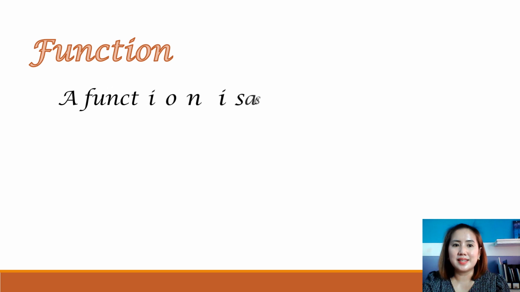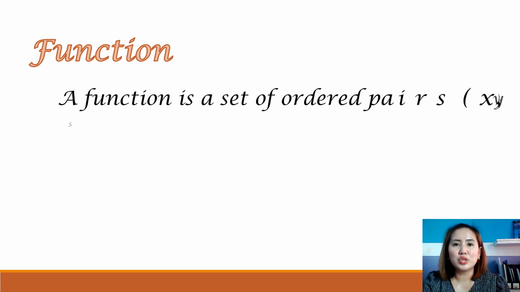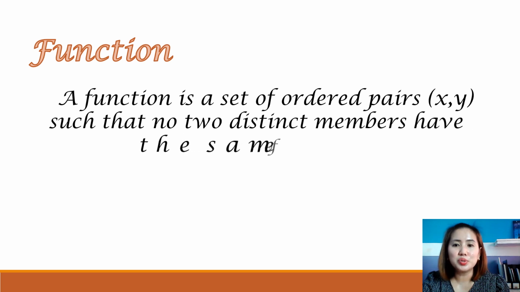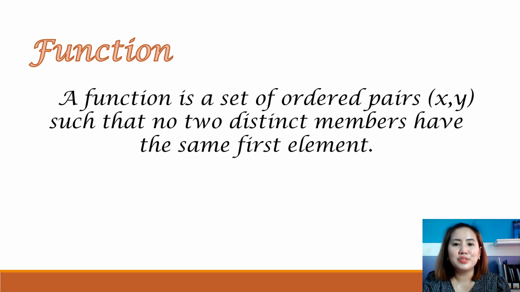So it is stated that a function is a set of ordered pairs x and y, such that no two distinct members have the same first element. So we are going to focus on the first element, or the values of x. So if there is no value being repeated, then we can say that the given set is a function.